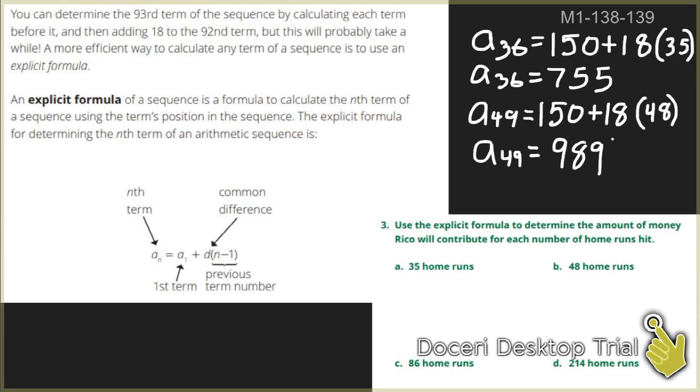Just under $1,000. All right, now what I want you to do for C and D is to plug in 86 and 214 into the explicit formula. But remember, 86 home runs means the 87th term. And 214 home runs means the 215th term. So plug those into the formula and see what you get. I'll give you 2 minutes to do that. Ready, go.